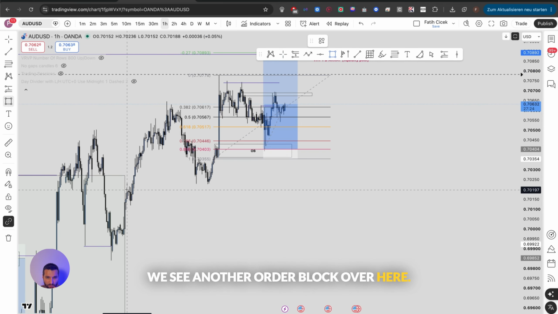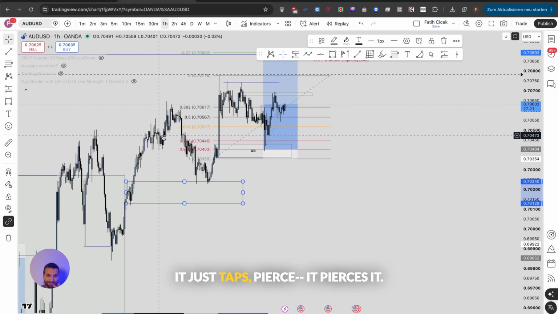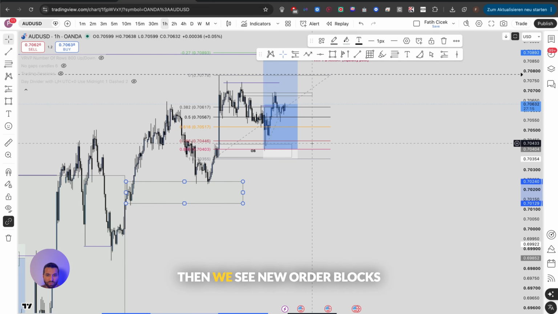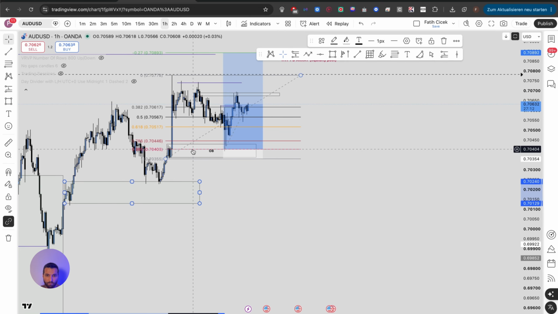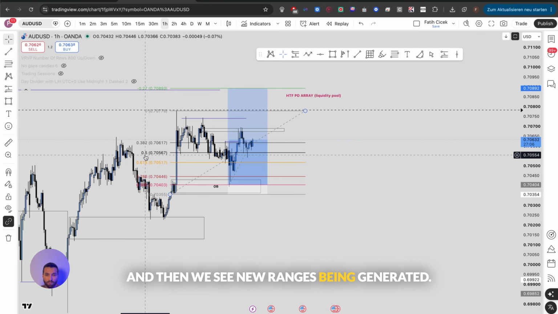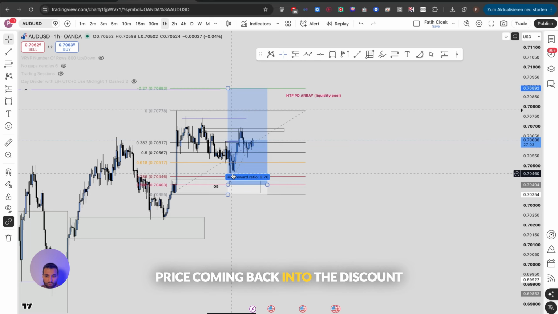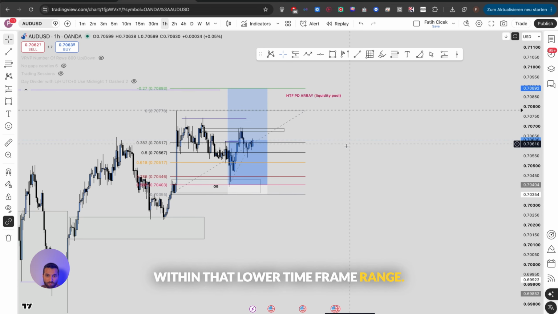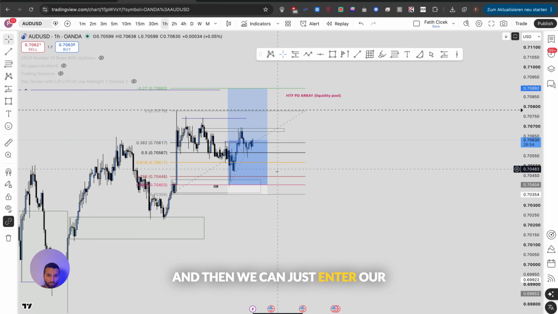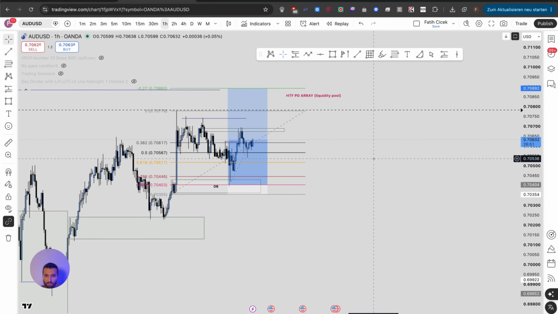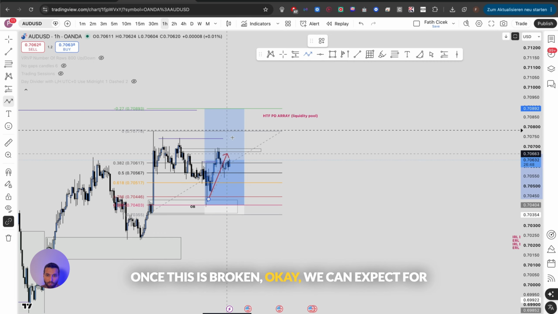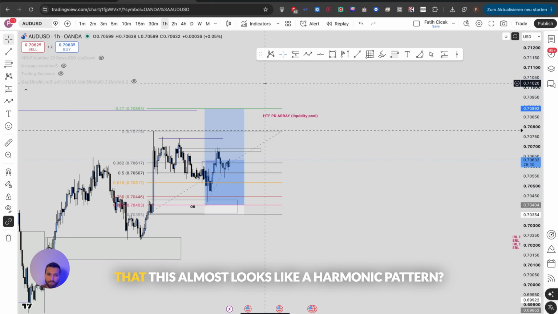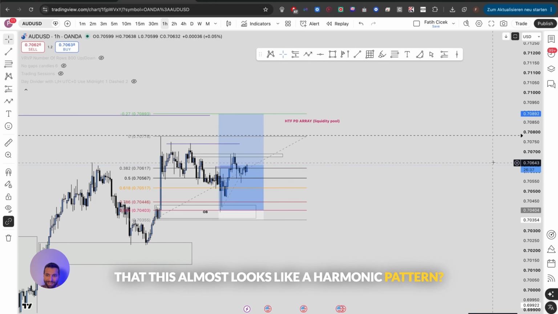We see another order block over here. We see that price comes into it. It just taps, it pierces it, and then gives us displacement. Then we see new order blocks being printed and engineered. Okay. And then we see new ranges being generated. Price coming back into the discount level within that internal range, within that lower time frame range. And then we can just enter our buy positions here. Once this is broken, okay, we can expect for another order block over here. Do you actually see that this almost looks like a harmonic pattern?